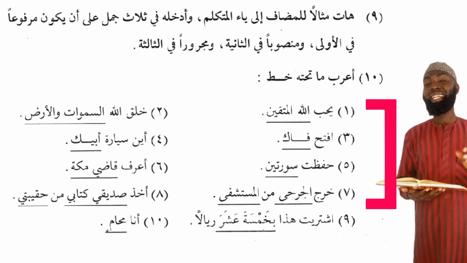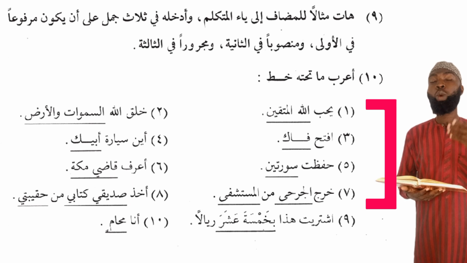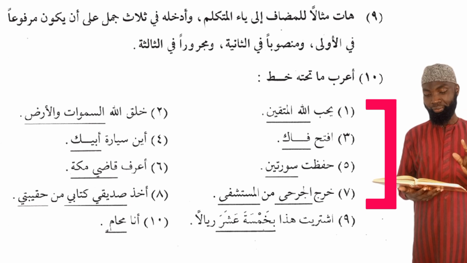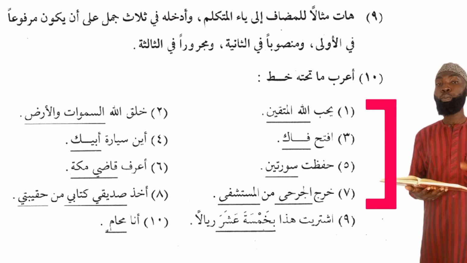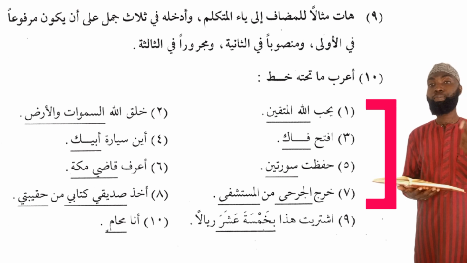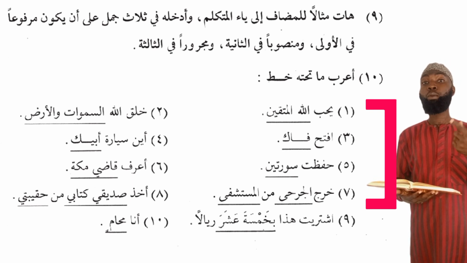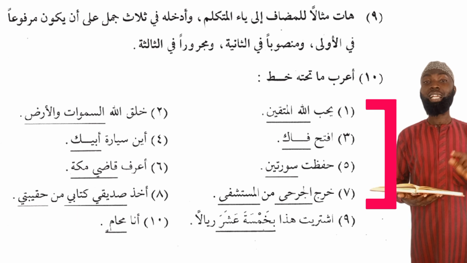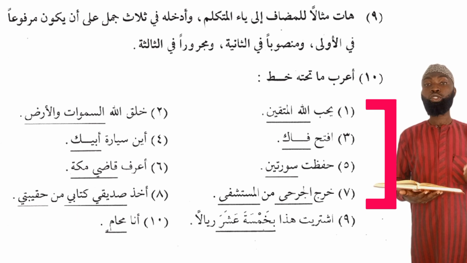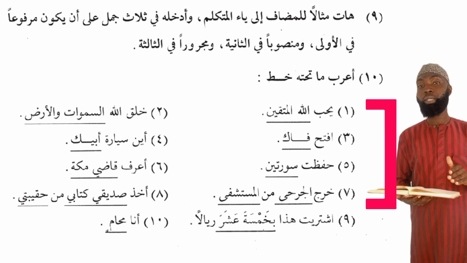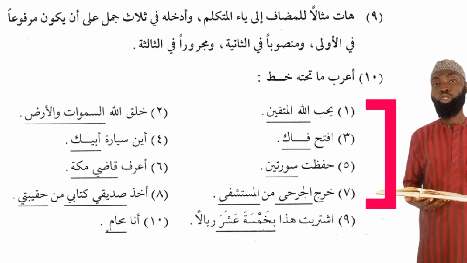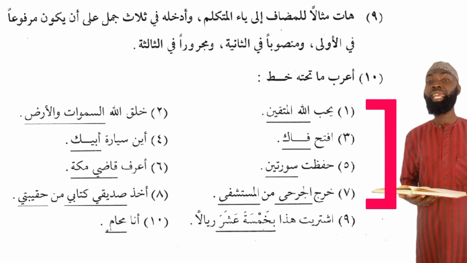Then the word al-muttaqina is maf'ulun bihi mansub wa alamatu nasbihi al-ya. Khalaqa Allahu as-samawat wa al-ard. As-samawat here is maf'ulun bihi mansub wa alamatu nasbihi al-kasra li'annaha jam' mu'annath salim. The second is al-ard, we say maf'ulun bihi mansub wa alamatu nasbihi al-fatha. Iftah faka, the word faka here is maf'ulun bihi mansub wa alamatu nasbihi al-alif. Then ayna sayyaratu abika, the word abika.